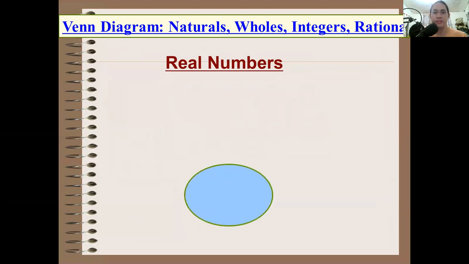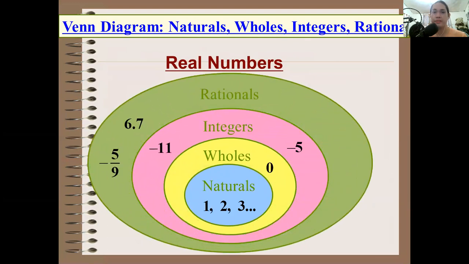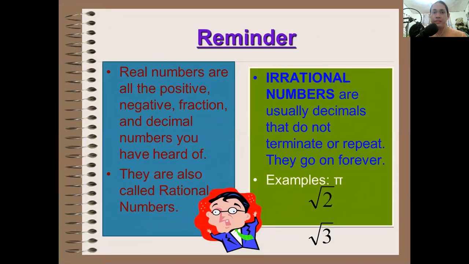So real numbers, okay, same as how I've shown a while ago. So this diagram represents the real numbers. So reminder, real numbers are all the positive, negative, fraction, and decimal numbers you have heard of. All numbers that you can imagine. Those are part of real numbers. All numbers that you can imagine that can be found on a number line, because there are numbers that cannot be found on a number line. We call them complex numbers. Okay, so do not forget that one.